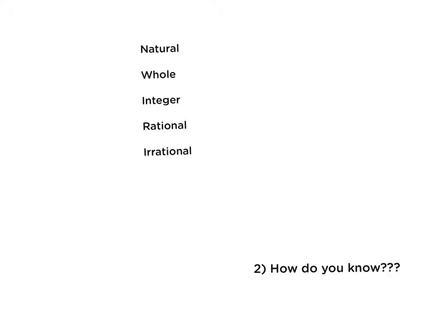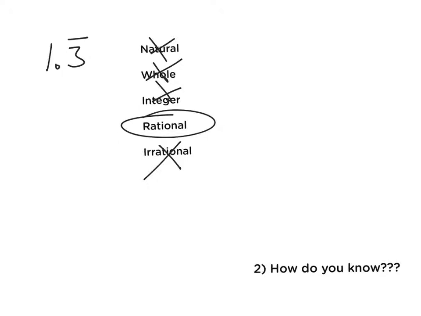Let's do one more example here. Let's say I had 1.3 repeating. Okay, now, there are no decimals in natural or whole or integer. So that comes down to, is this rational or irrational? Well, it is a decimal that repeats a pattern. Therefore, it's rational and not irrational. So can I write it as a fraction? Absolutely. This is 1 1/3 written as a fraction.